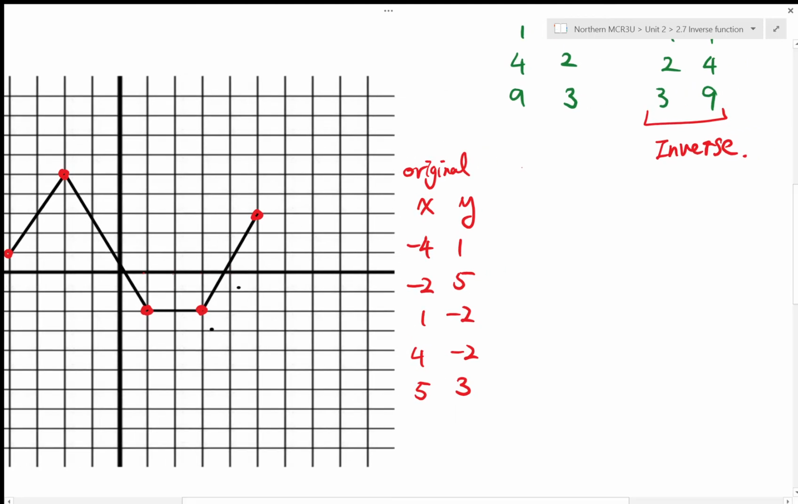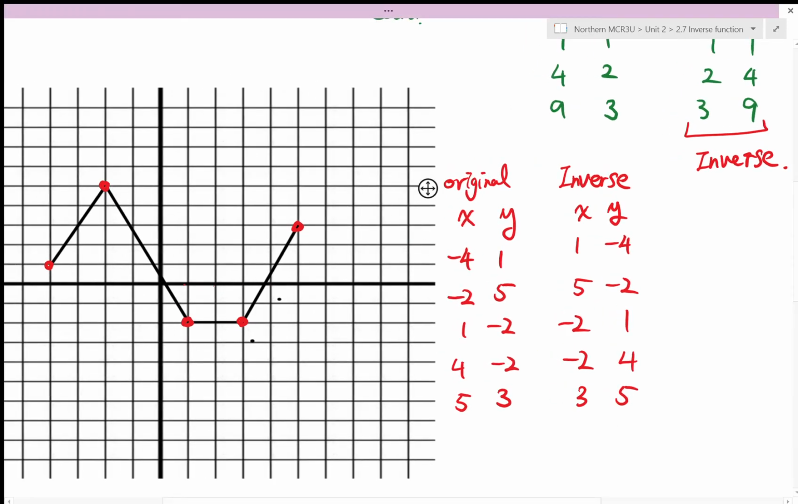All I have to do then is for the inverse, switch the x and y values. It will be 1, negative 4, 5, negative 2, negative 2, 1, negative 2, 4, and then 3, 5. So again, as you can see, I switch the order of x and y for the inverse from the original. So all I have to do is just plot them. So add 1, and then it becomes negative 4. At 5, we have negative 2. And then at negative 2, we have 1.